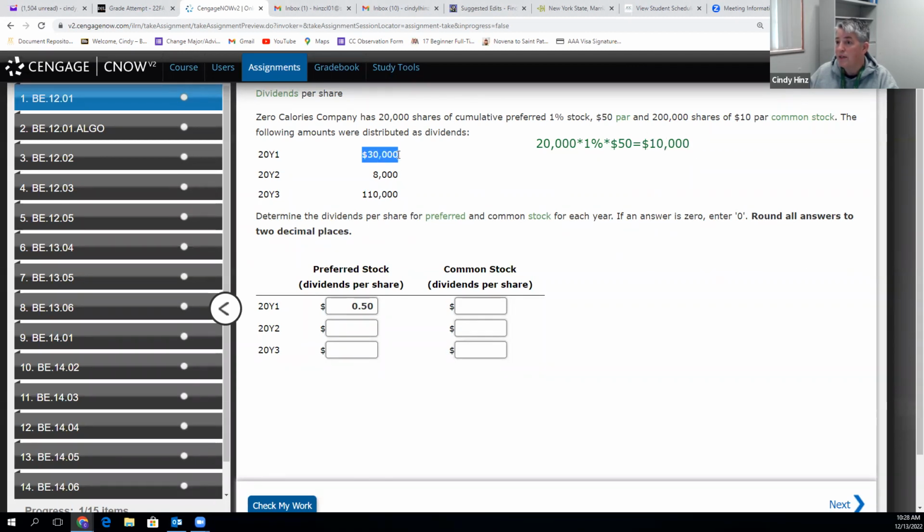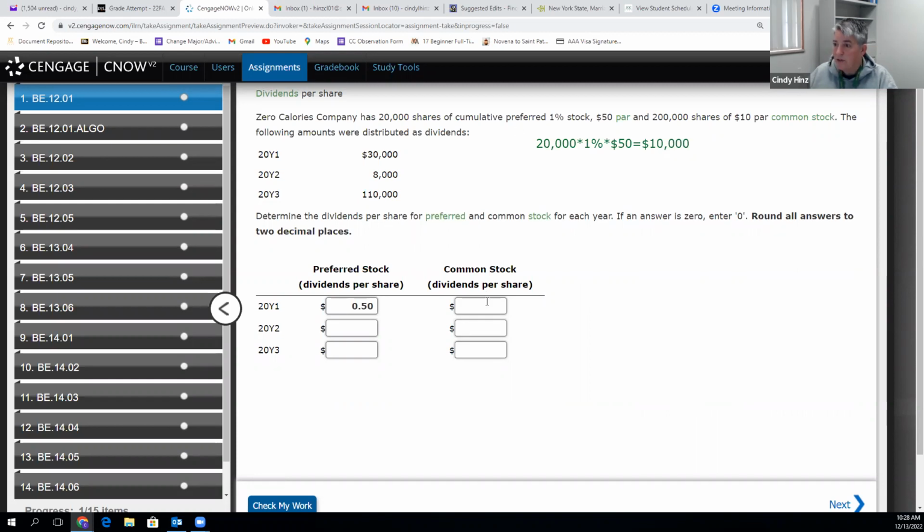If $30,000 in dividends are declared and $10,000 go to the preferred stockholders, that leaves $20,000 for the common stockholders. And so the $20,000 that's left for the common stockholders, remember they're the residual equity, they get what's left. So the $20,000 in dividends for the common stockholders would be shared equally among the 200,000 shares that are outstanding.